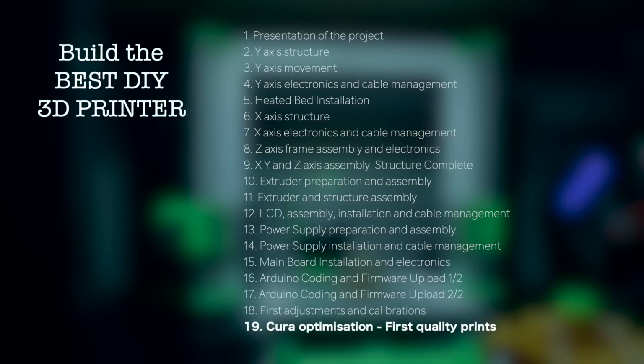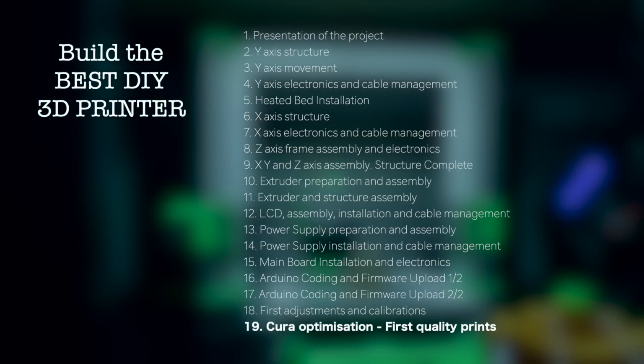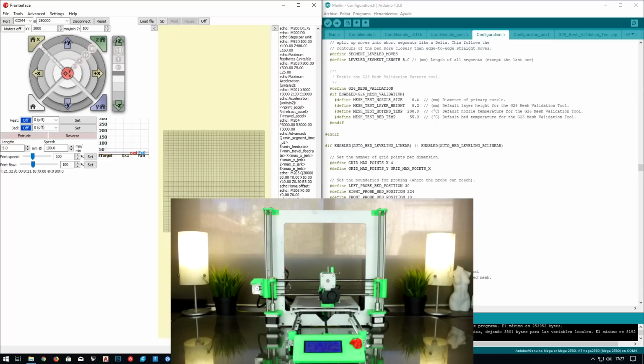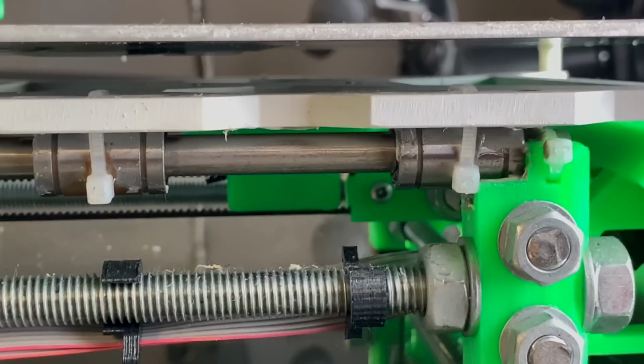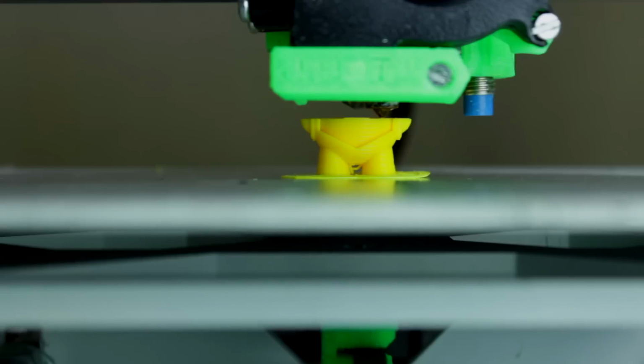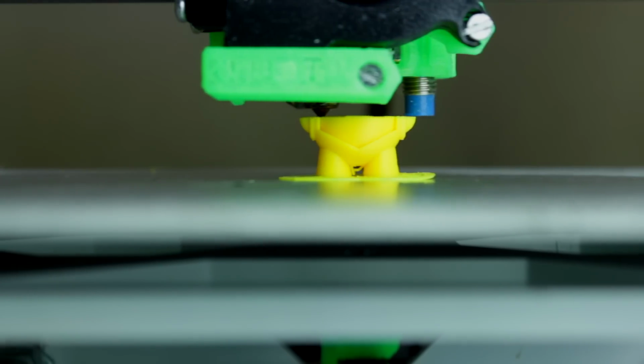This is the 19th and last episode of the Build the Best DIY 3D Printer series. In the last episode, we finished the adjustments in the hardware of our custom 3D printer, and at the end of the video we had the printer, in theory, perfectly calibrated. Today we're going to make our first prints after installing and setting up Ultimaker Cura.